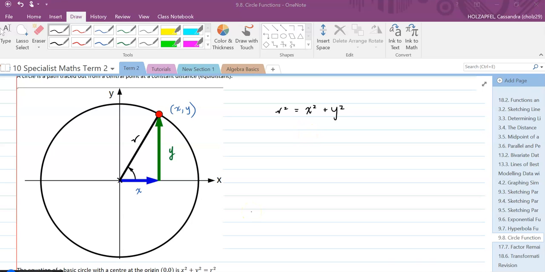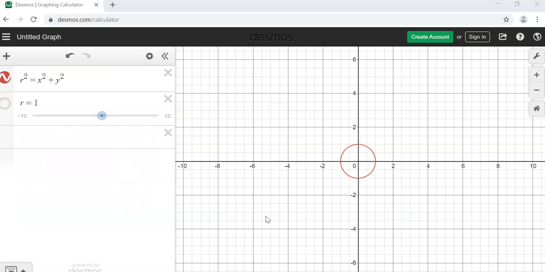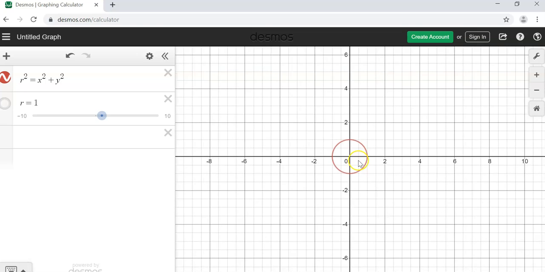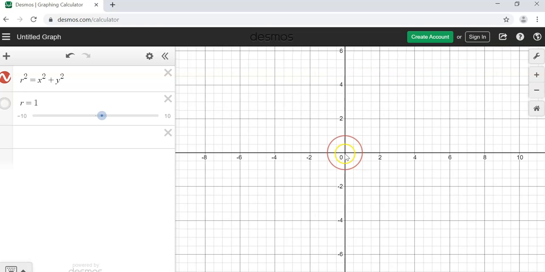So let's have a look at some of the features of this circle. All I've done is put this into Desmos and let the radius equal 1. So this is a unit circle. What I want to look at is the edges of my circle, the radius of my circle, and the center of my circle. Just looking at the center of this circle here, I can see that the center is going to be at the origin, 0, 0.